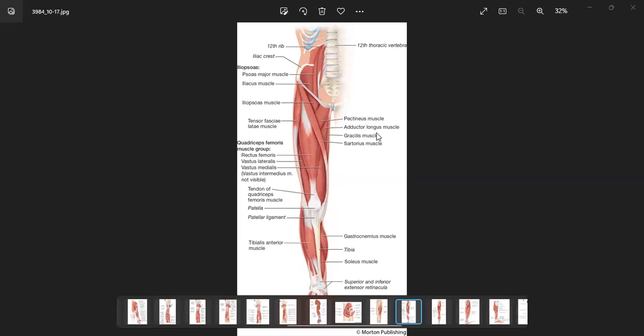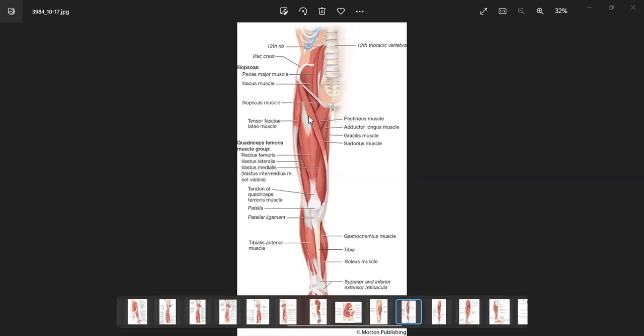The next muscle that we have to look at in this group is the adductor longus. It has the job of adducting the thigh. It will originate on the pelvis and insert on the proximal femur.